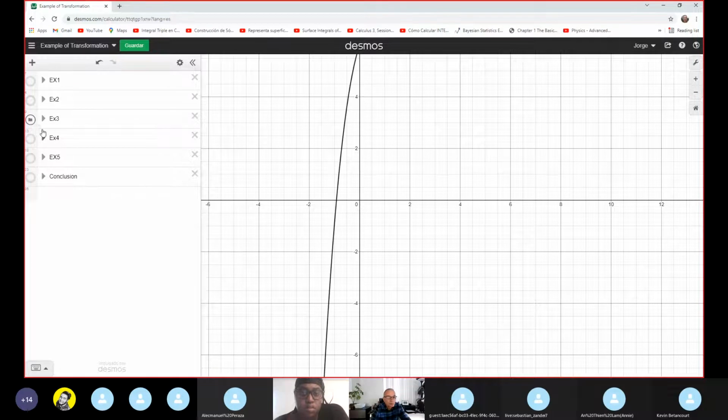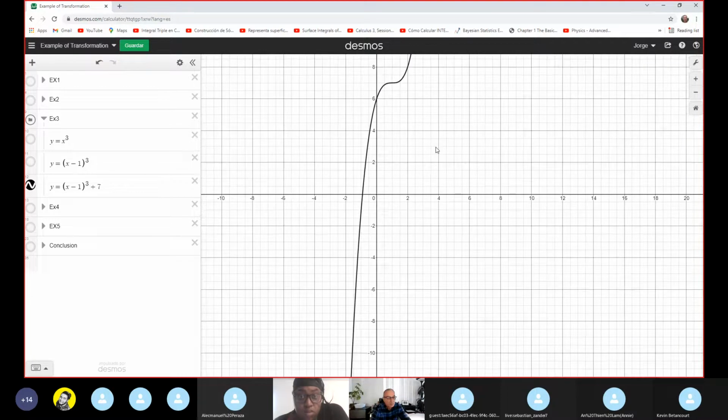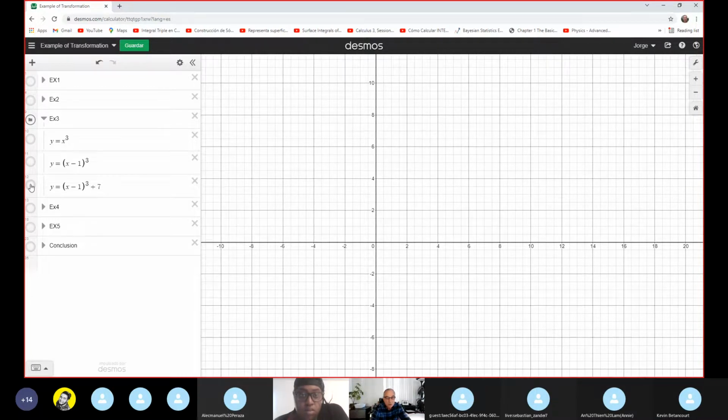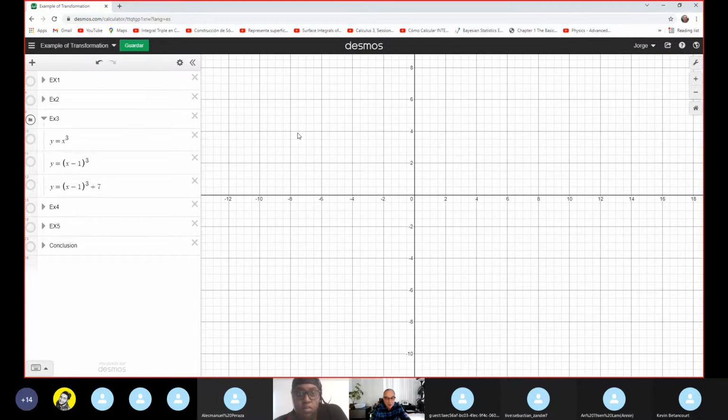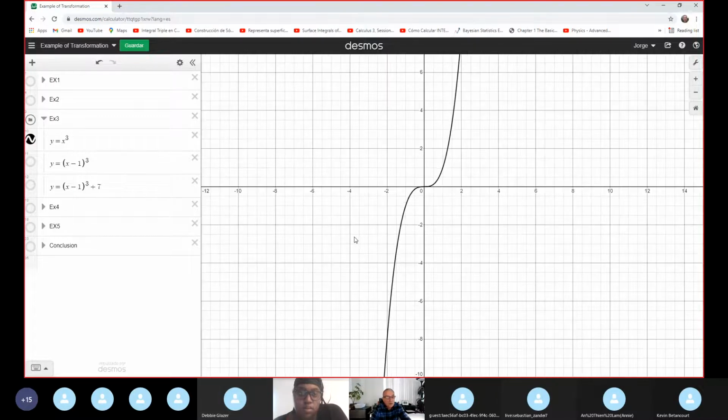Example 3. Do you see decimals? Just doing step by step. The cubic function. Do you see decimals? Yes or no? Answer me. Yes, Professor, I see them. Good morning. Okay. Not morning yet. You see the cubic function. Look at that bar. This is the cubic function.